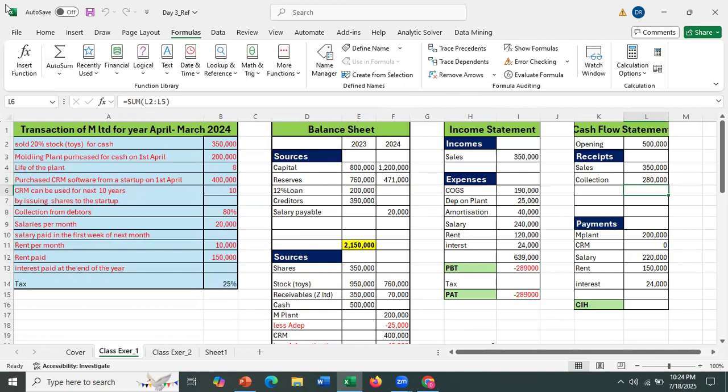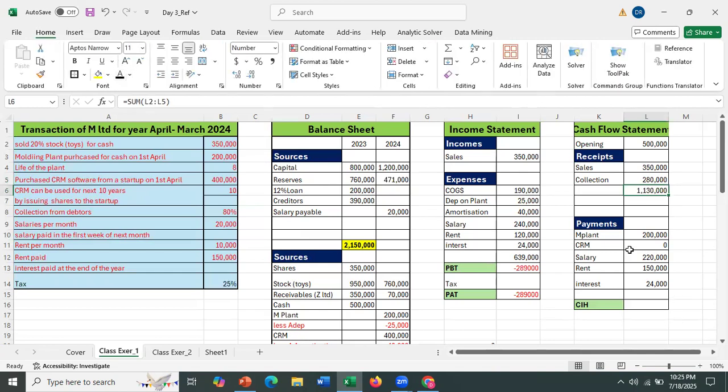Let us find cash in hand. Cash in hand is equal to cash available minus the cash payments. 1.1 million minus 594,000 will give me 536. So 536,000 is cash in hand. And cash in hand is an asset. So transfer that to the balance sheet because that is an asset as on that date. Which date? As on 31st March 24.